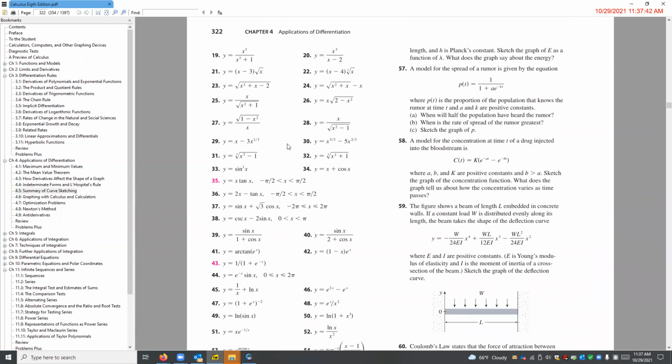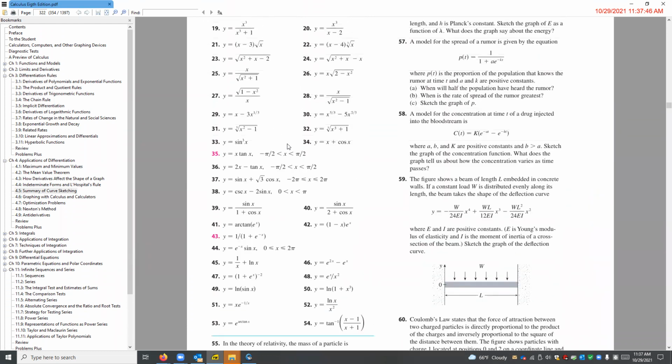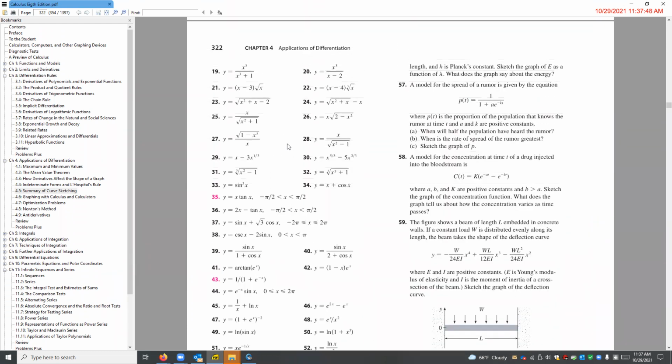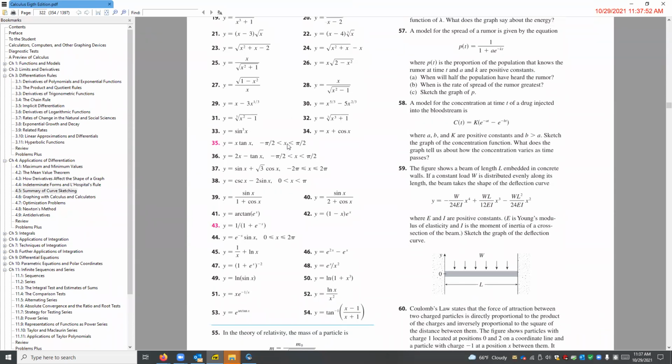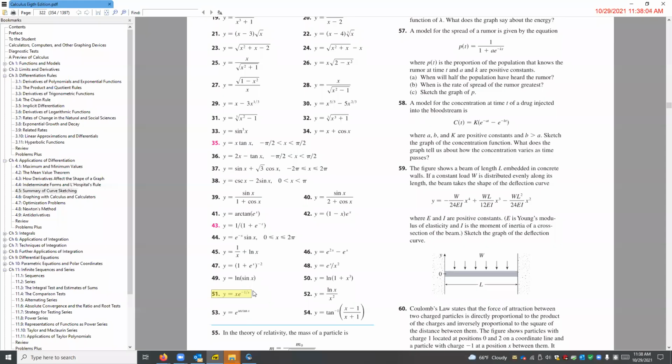Let me see if I can find an example. Wasn't there one involving the inverse sine function somewhere? Maybe not. We can look at 51 really quick. X e to the negative 1 over x, right?